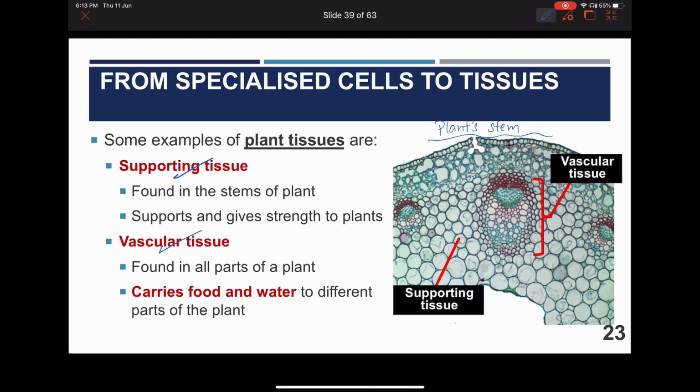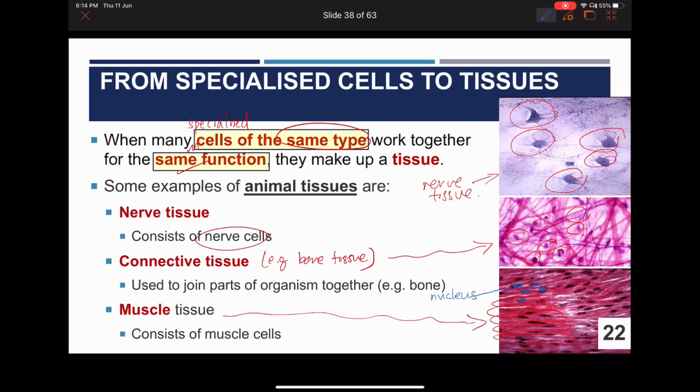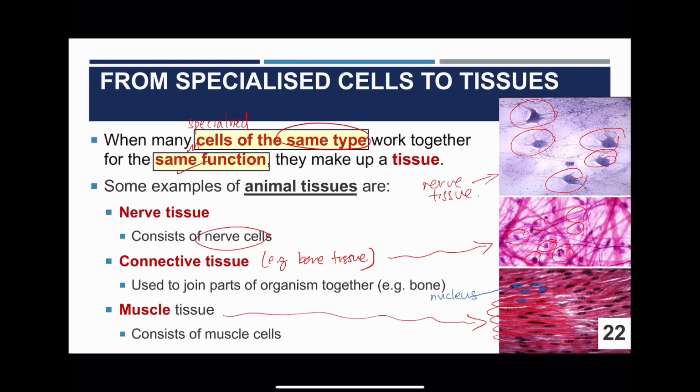So in this diagram, you'll see that the vascular tissue is marked out by this group over here. You can see there's a lot of cells within it, and the supporting tissue is the surface that's around it. So this entire area that's around it is the supporting tissue. You're not really required to label all this tissue, but it's important for you to understand that in plants and animals, when you have a specific group of cells working together for the same function, this is what I call a tissue.